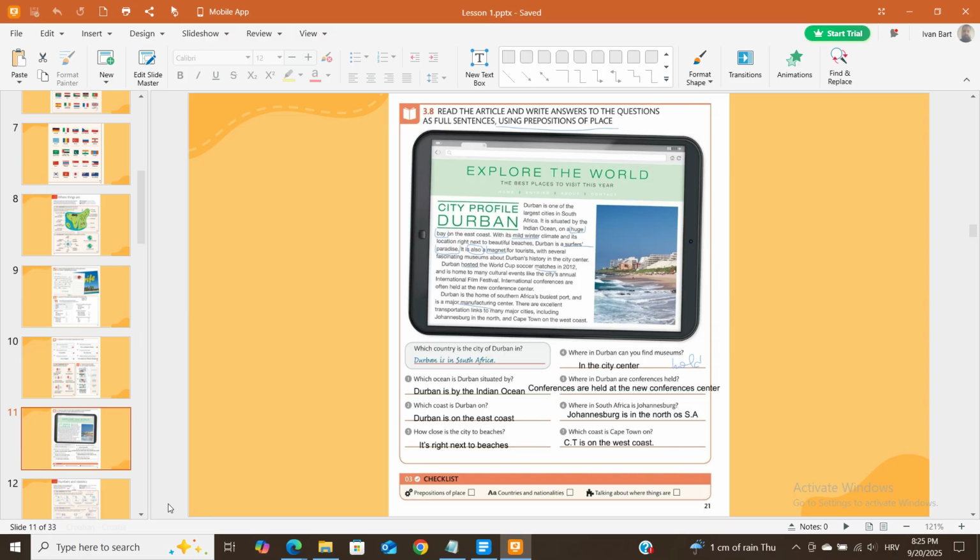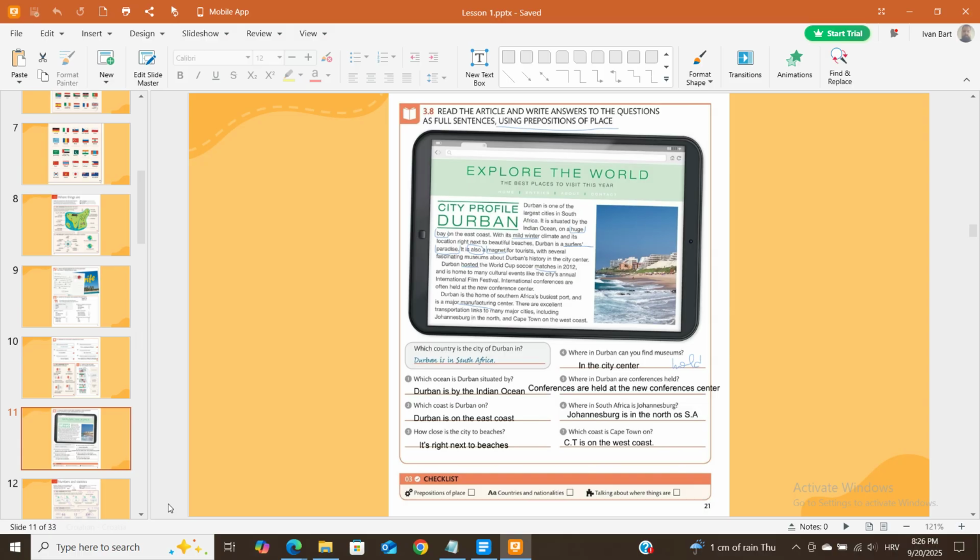Where in Durban can you find museums? In the city centre. Where in Durban are conferences held? Conferences are held at the new conference centre. Where in South Africa is Johannesburg? Johannesburg is in the north. Which coast is Cape Town on? Cape Town is on the west coast.